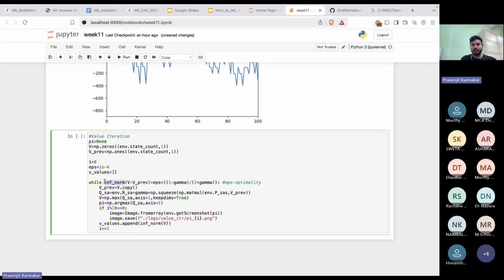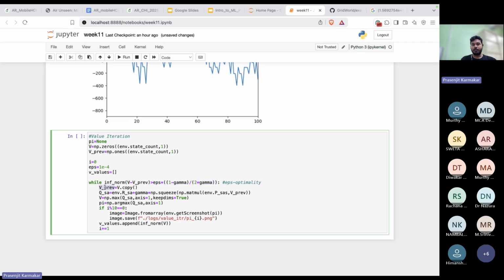And this is the infinity norm of v minus v prime, compared against epsilon times (1 minus gamma) over 2 gamma. So this is a theoretical bound for measuring whether the current value function and the previous value function have converged: it should be less than (1 minus gamma) divided by 2 gamma times epsilon. It is written in the theory of the value iteration algorithm.